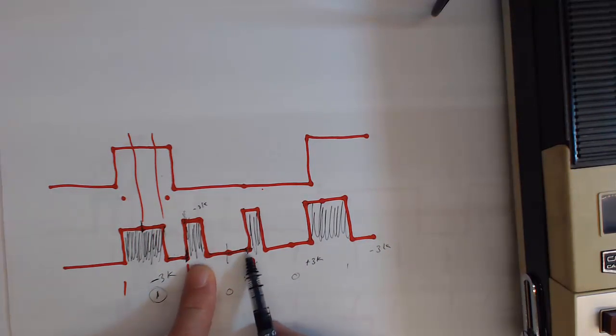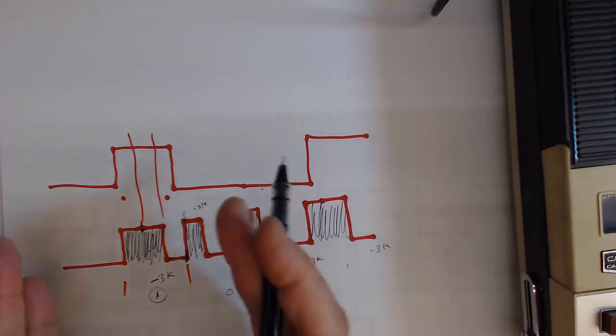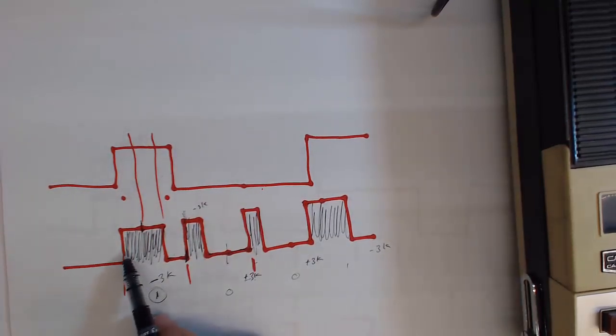So we've changed this from having to have speed control over the entire byte to only have to have speed control for this one little bit, which is really easy to achieve even on a cheapo cassette player.